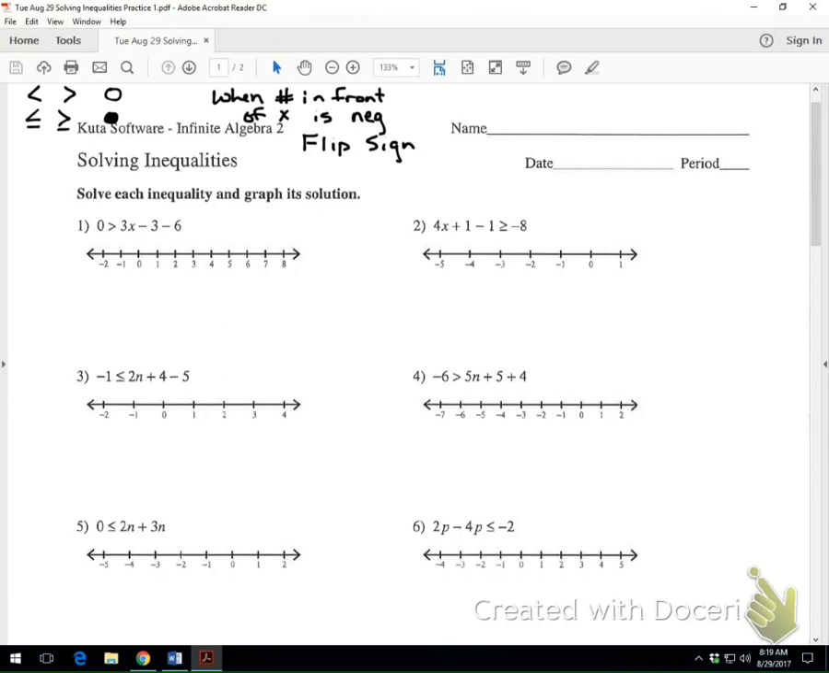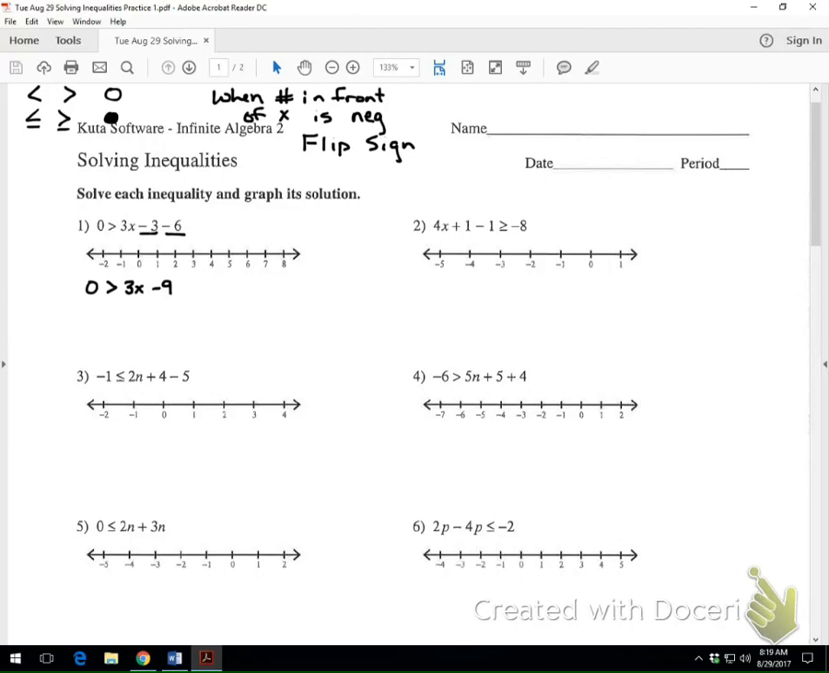Alright, so let's look at number one. Now this is going to be practice. I'll do so much with you and I'll let you do the rest. Now, on number one, obviously I can combine some stuff over here, right? That negative 3 and 6. So really I have this: 0 is greater than 3x minus 9, correct?